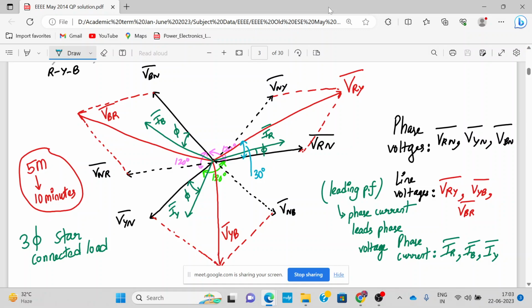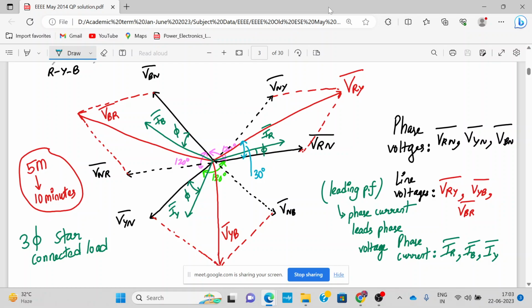So this is for leading power factor. And you know what is the angle between VRN and VYN? 60 degree. This angle, 60 degree. Okay? And what is the angle between VRN and VBN? 120 degree. So if you go by a protractor and all, then you will get a perfect thing.